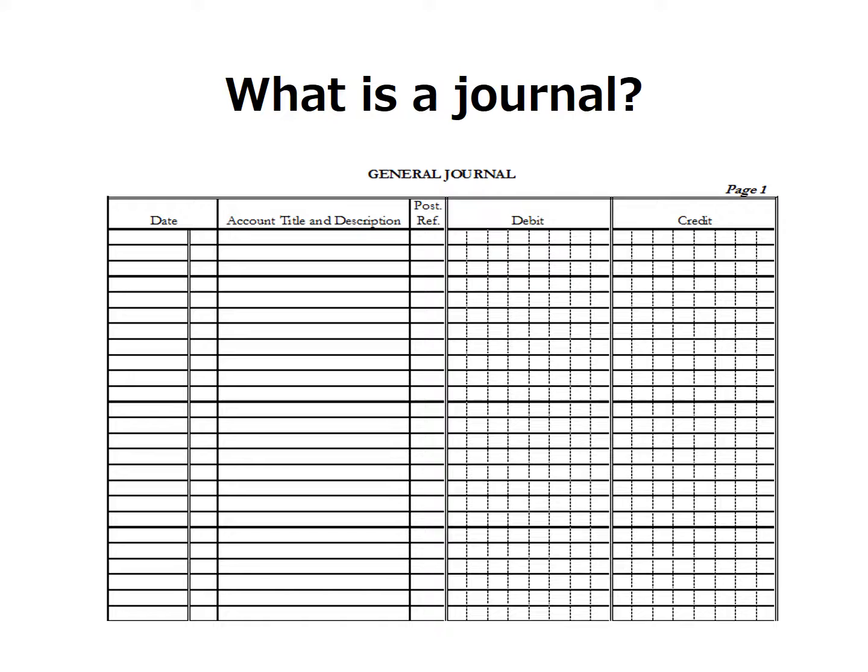The date column is where, obviously, we write the date. The account title and description column is where we write the account name and a brief description of the transaction. The posting reference is where we write the account code or number of the account name written in the account title and description column. The debit column and the credit column is where we write the amount. Don't worry, I know you're asking, what is debit? What is credit? Let's proceed to the next slide.